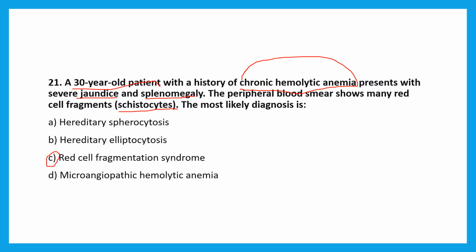This is an umbrella term that includes both macroangiopathic and microangiopathic causes. When you say macro, we talked about the artificial valves. So macroangiopathic is the prosthetic valves, and microangiopathic, like the TTP and DIC causes. Okay, so we pick this as a normal answer. We even found this question somewhere.